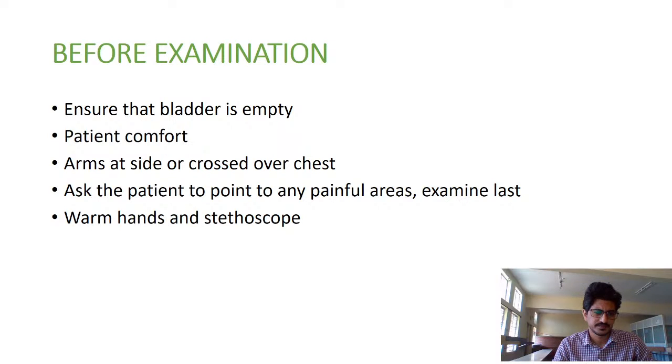Before examination, ensure that the bladder is empty and the patient is comfortable, with arms at the side or crossed over the chest. Ask the patient to point to any painful areas and examine the painful areas last. Suppose the patient has pain in the left groin or left iliac fossa, you have to start from the right iliac fossa and go last to the left iliac fossa. Similarly, if the patient has pain in the right iliac fossa, you examine from the left iliac fossa and come back to the right iliac fossa in an anti-clockwise direction. And warm your hands and stethoscope.